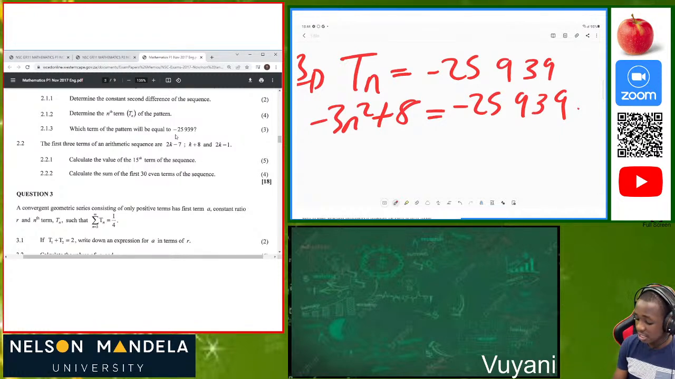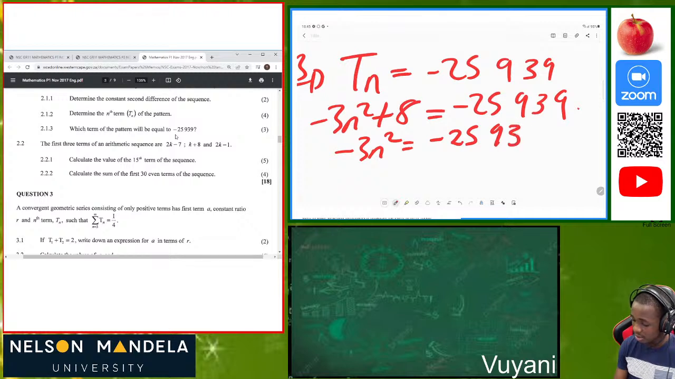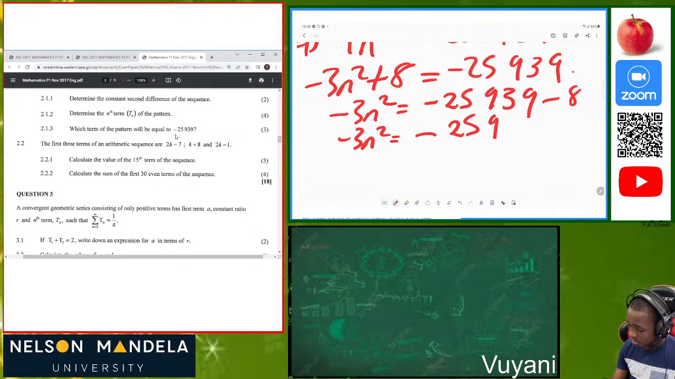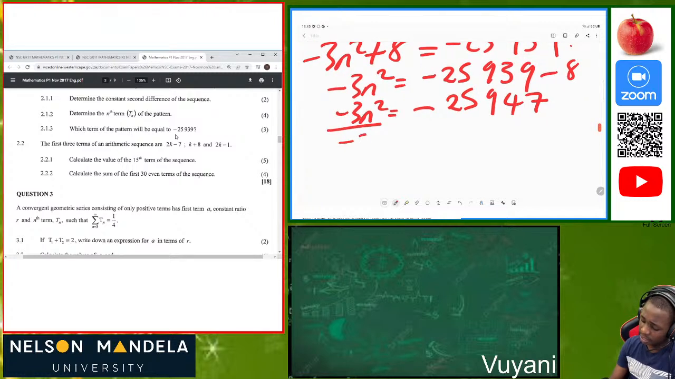So in this instance, let's transpose like terms to the right hand side. So we have negative 3n squared is equal to negative 25,939. Since it was positive 8, when we transpose that, it will be negative 8. Using your calculator again, negative 25,939 minus 8 is equal to negative 25,947. Yes, 947. 39 plus 8, it's 47. So it's negative 25,947.